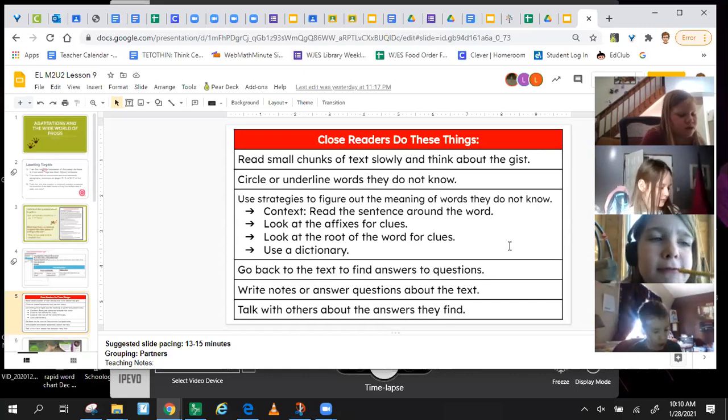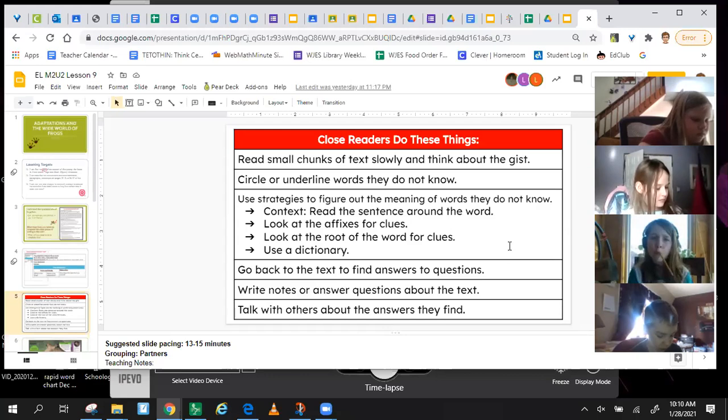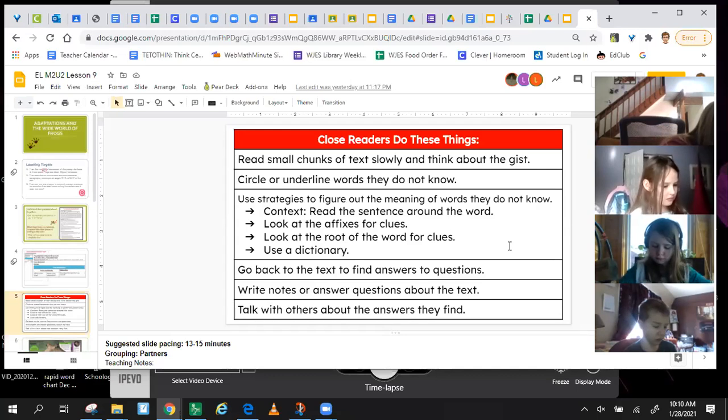Venom. So venomous, O-U-S, is an ending, a suffix that helps us understand it's something that has that. So venomous has venom, right? So we're going to go back to the text today to find all of our answers. We're going to read really carefully today.